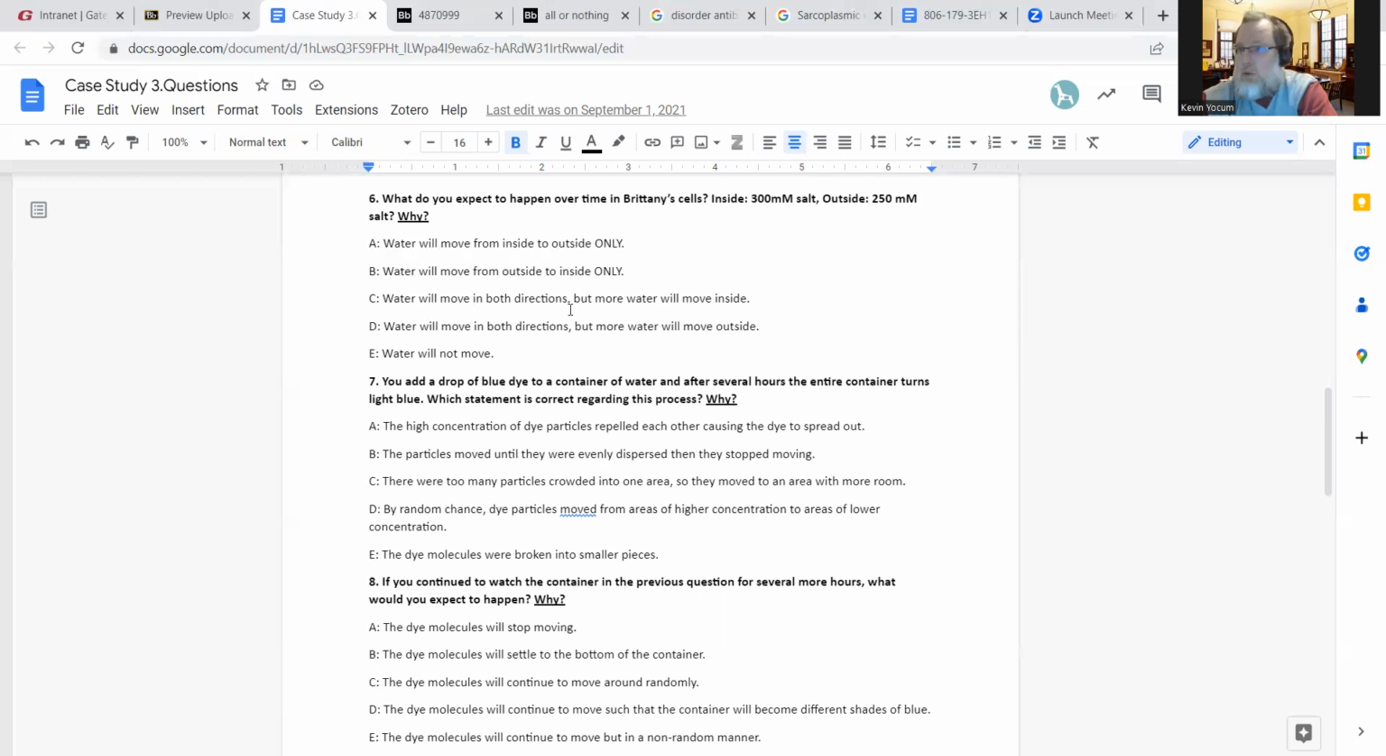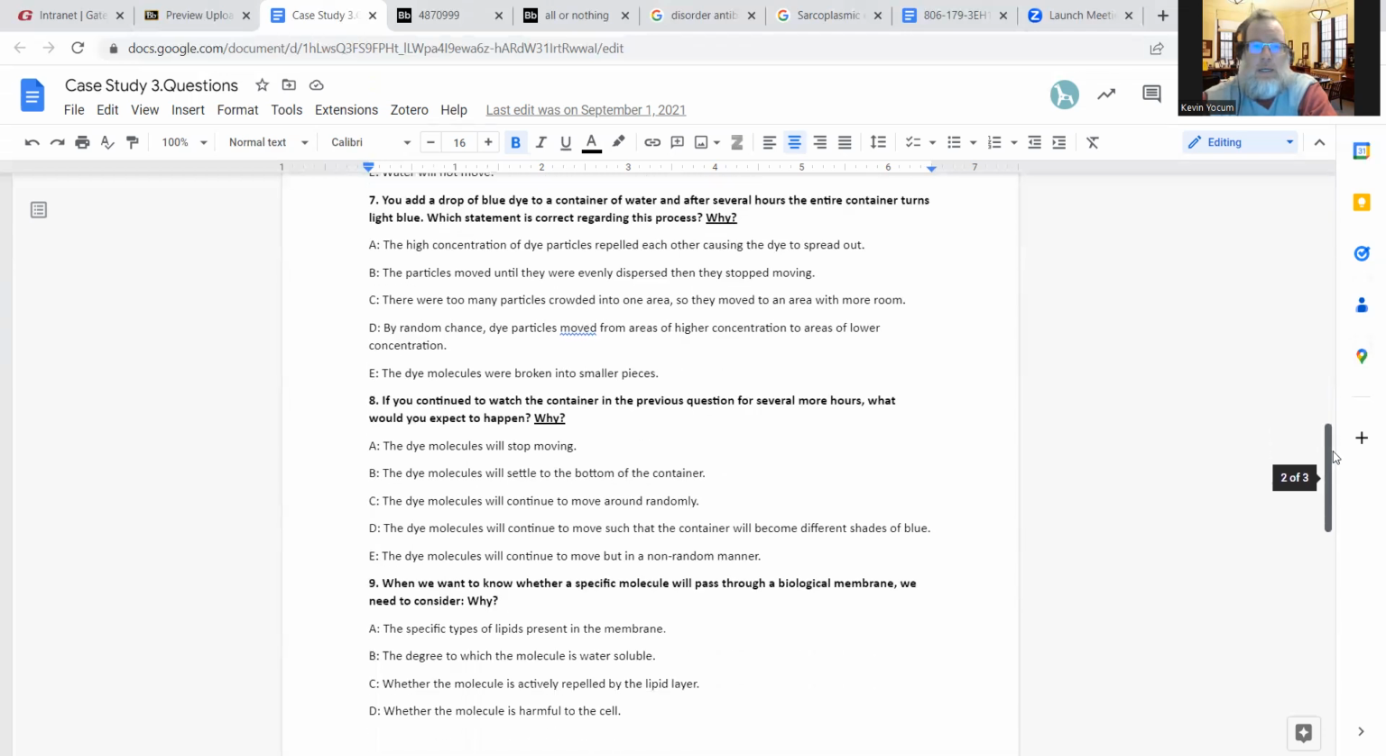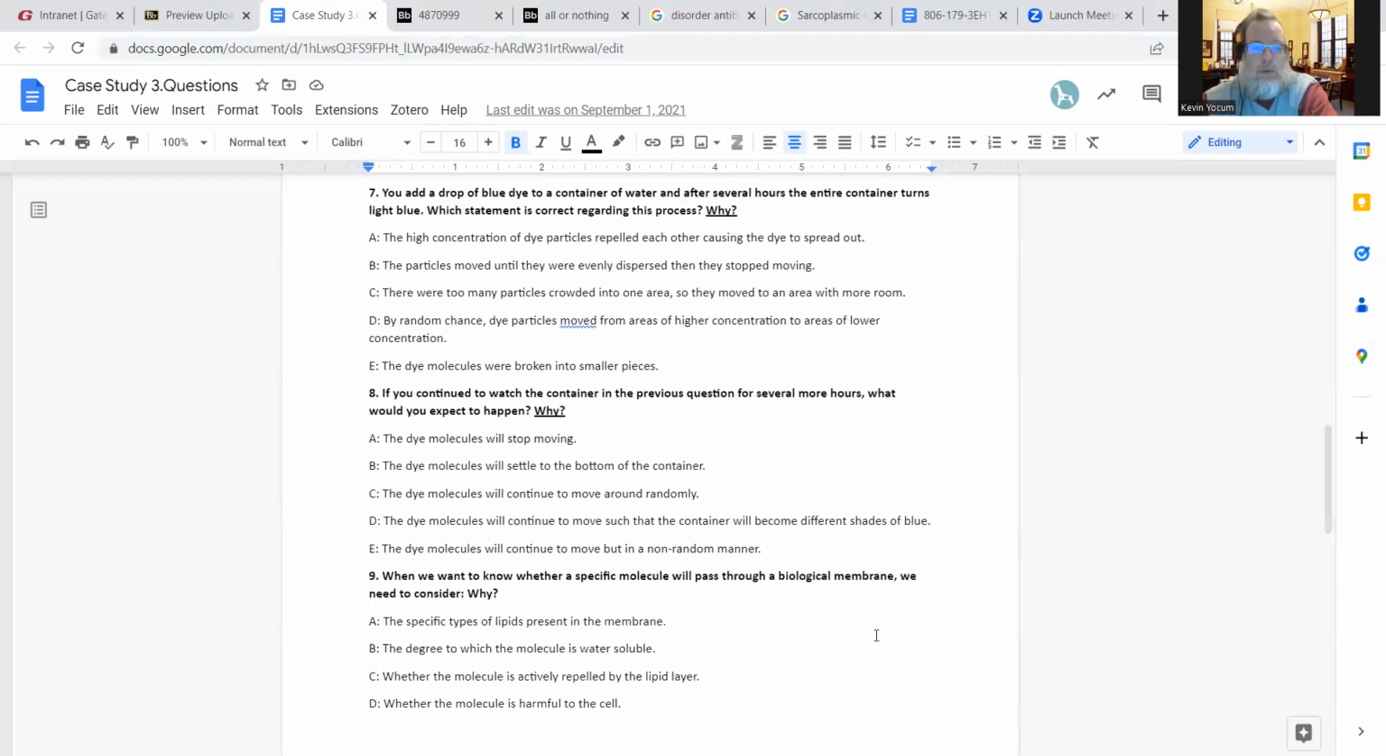Water will move in both directions, but more water will move inside. That sounds a little bit better. Water will move in both directions, but more water will move outside. No, we don't want to dilute where there is less solute. We want to dilute where there's more. Or water will not move. Yeah, that doesn't make sense. So we definitely are going to go with C, because water is constantly moving into and out of a cell, and we're trying to establish equilibrium there.